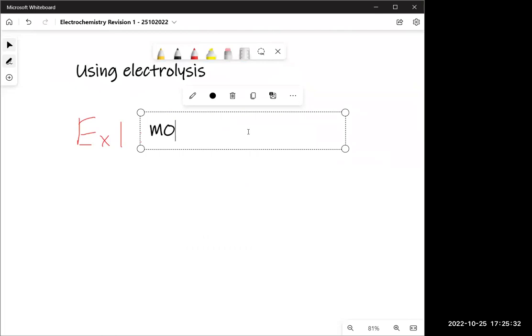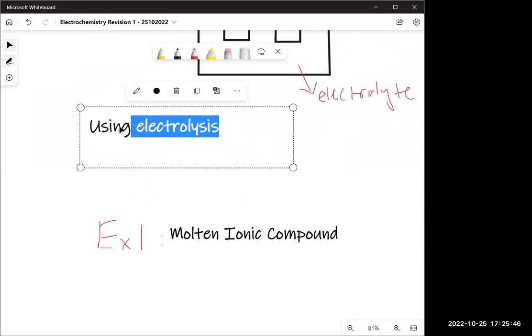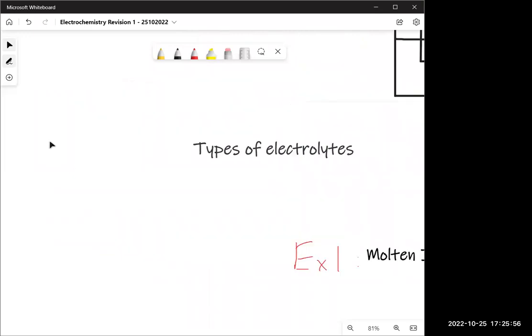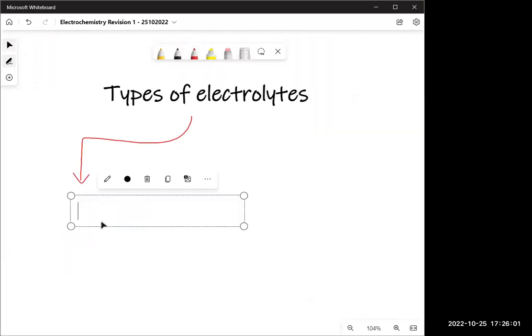I'll tell you what kinds of substances we can have. We'll start with the molten salt, molten ionic compound. Before you write this, don't write it. Types of electrolytes. The types of electrolytes we have are quite some, like just 3, to be exact. The first one is ionic compound. Well, no, just a second. Molten.